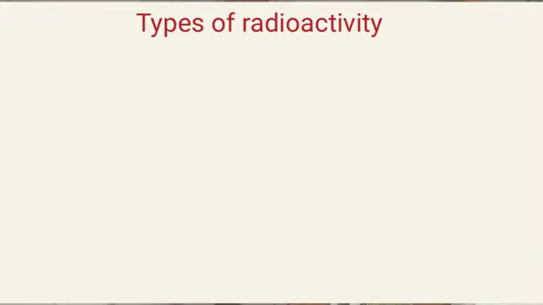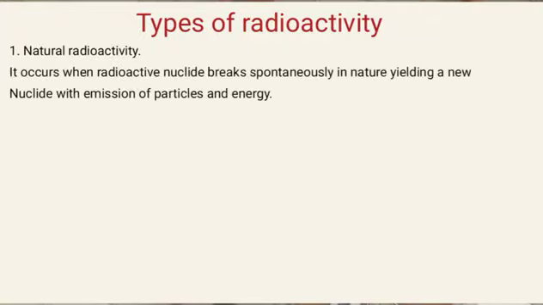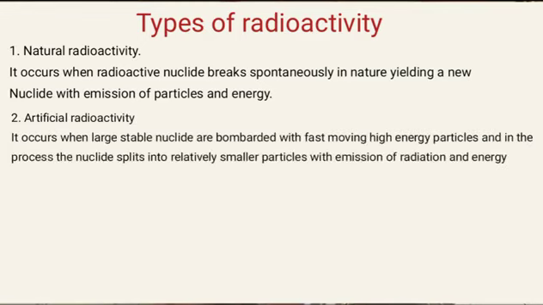From there, we need to know types of radioactivity. Mainly, there are two types of radioactivity. Number one, you have natural radioactivity. It usually occurs when a radioactive nuclide breaks spontaneously in nature, yielding a new nuclide with emission of particles and energy. Now, artificial radioactivity occurs when a large stable nuclide is bombarded with fast-moving high-energy particles, and in the process, the nuclide splits into relatively smaller particles with emission of particles and energy.